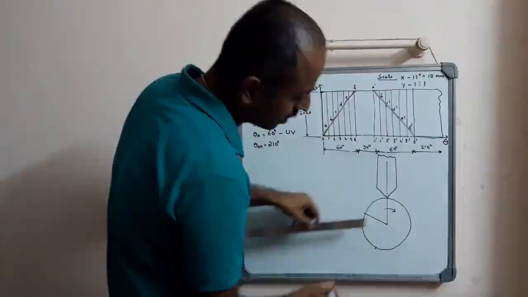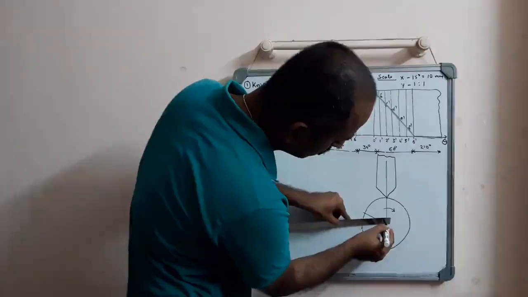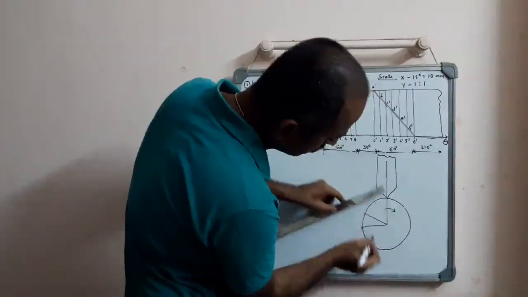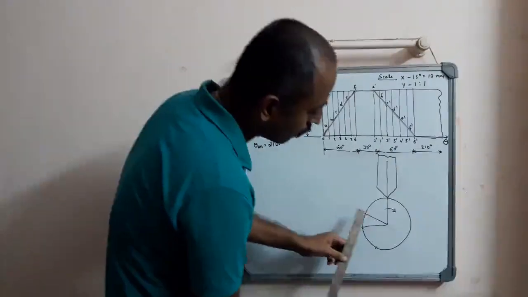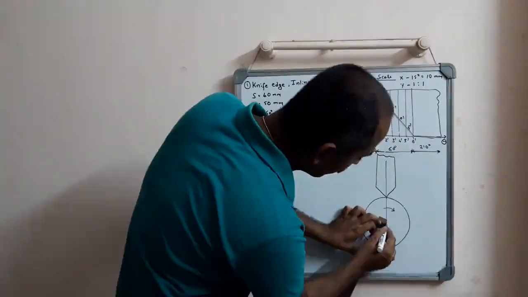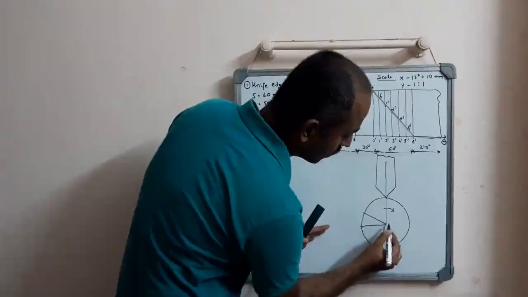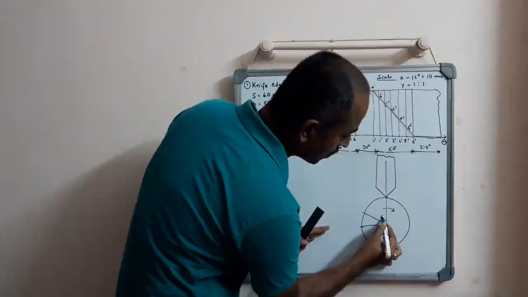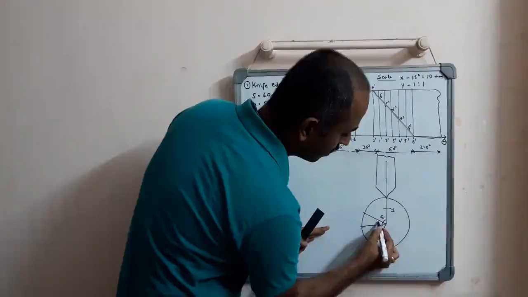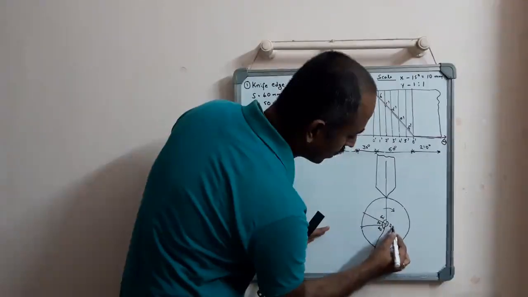60 degree and then 30 degree, one more 60 degree, and the remaining is 210 degree. In fact, we are supposed to represent that 30, 60 and the remaining 210 degrees.